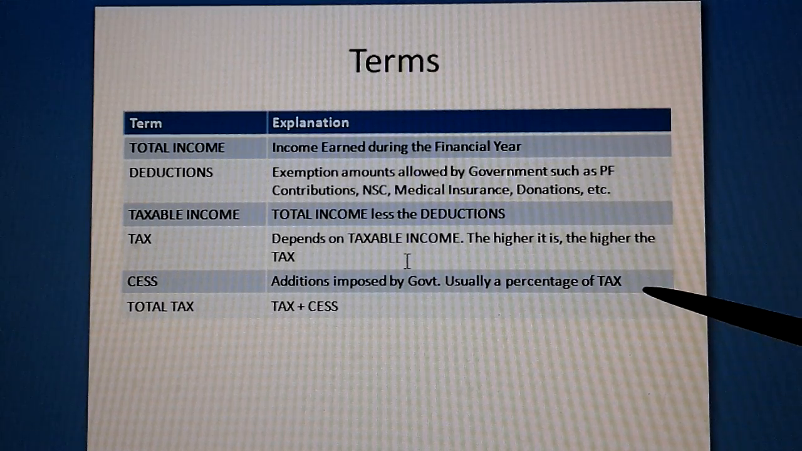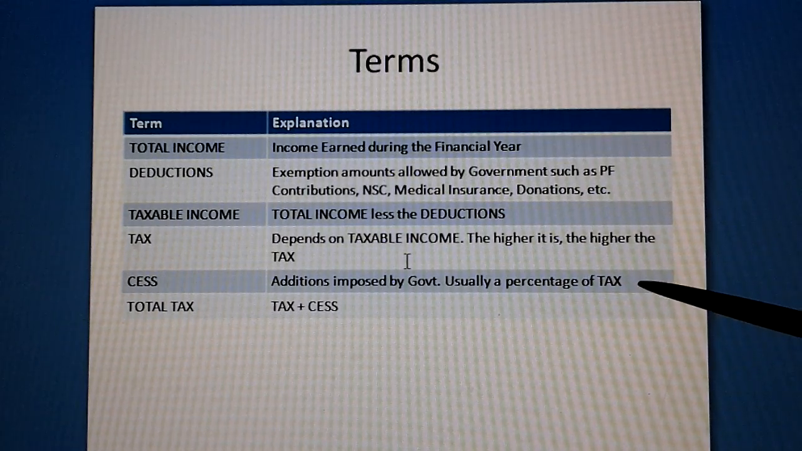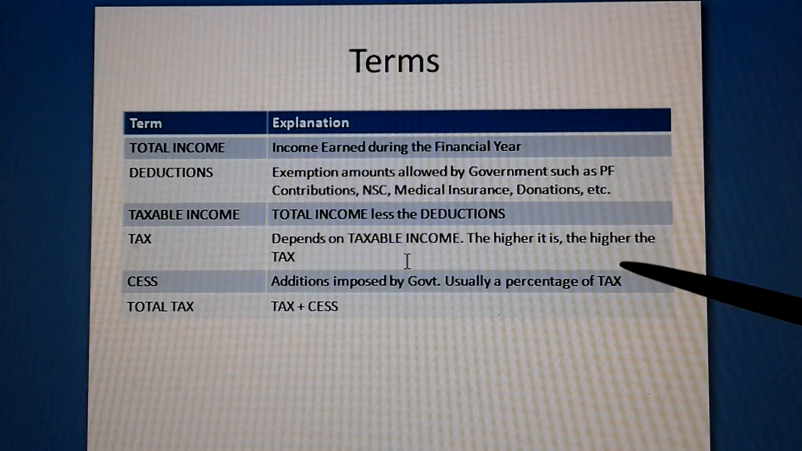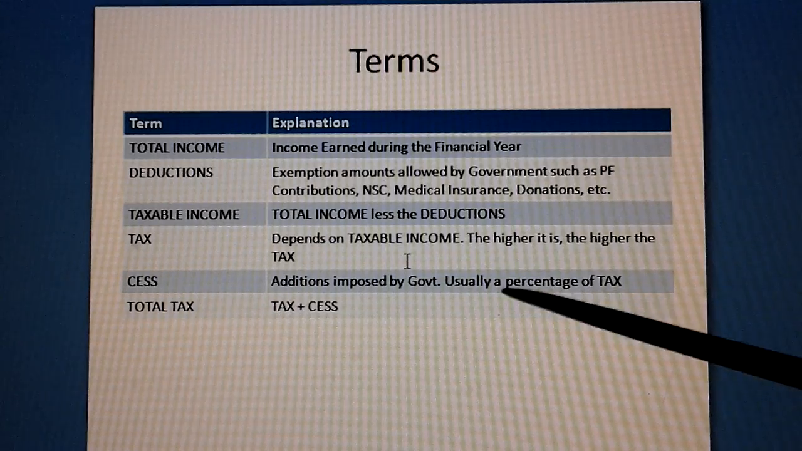In addition to the tax, the government has imposed what's called a cess, which is usually temporary and meant for a specific purpose. This cess is usually a percentage of the tax. So the total tax payable is the tax plus the cess amount.